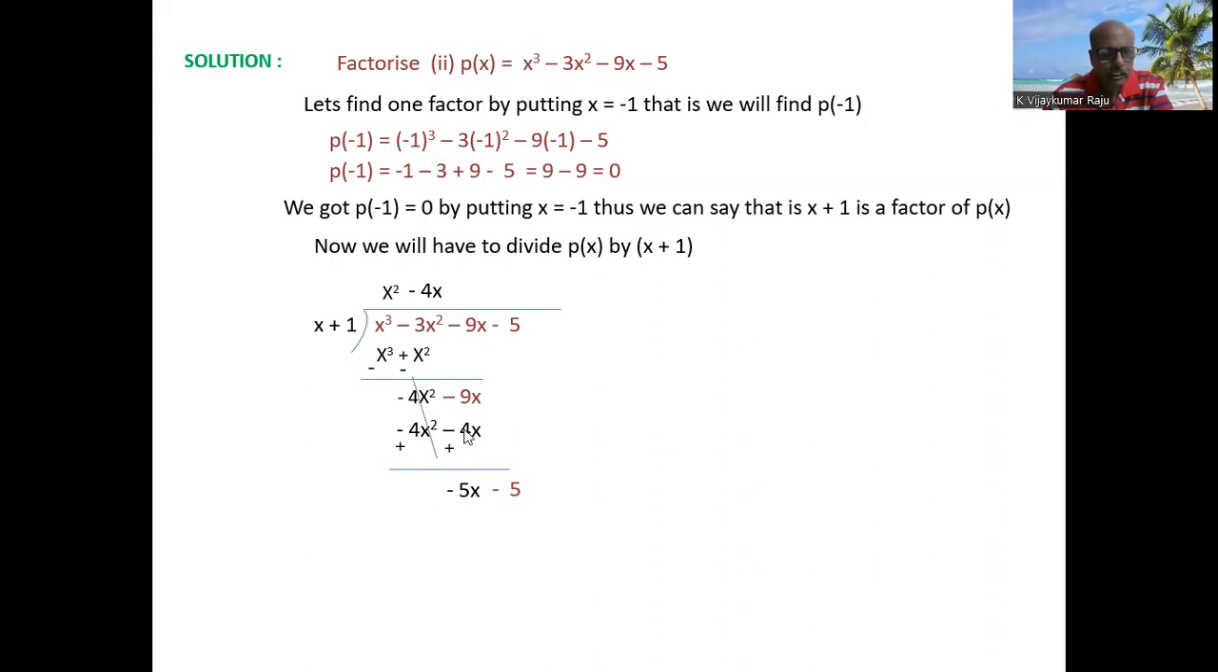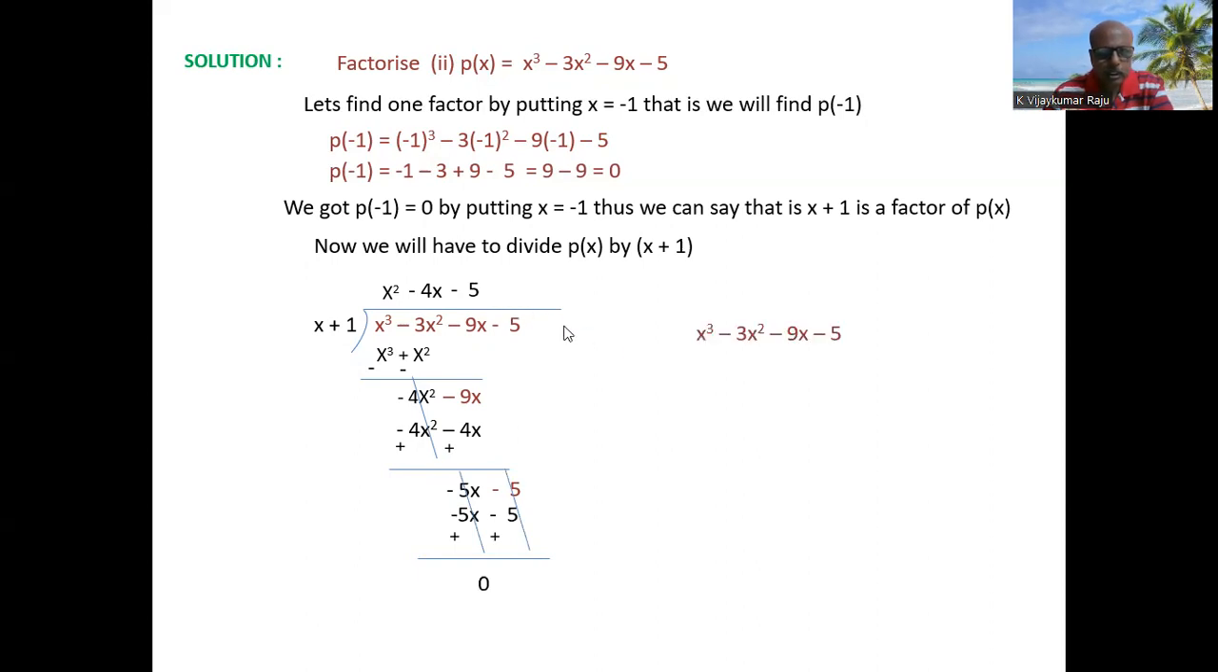I want a minus sign here, take a minus. 5x you require, x is here, take only 5. So minus 5. Minus 5 into x is minus 5x. Change the sign. Subtract it. This cancels. This also cancels. 0. So that means this polynomial is equal to this into this.